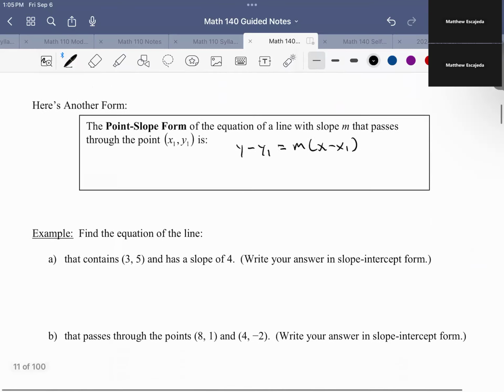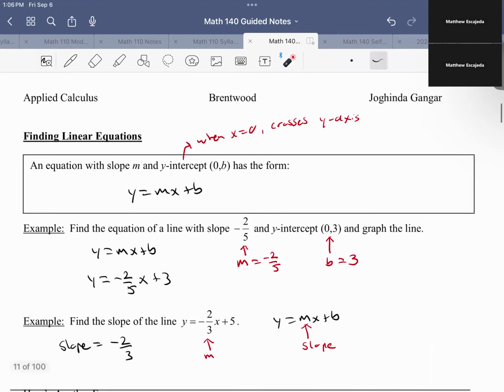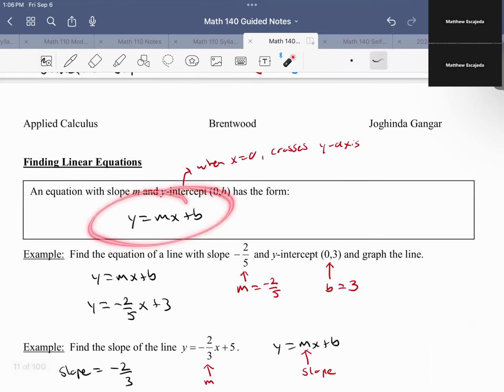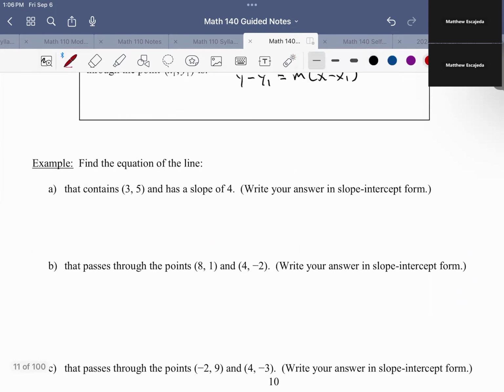Okay, so let's go ahead and put this to use. Find the equation of a line that contains the point 3 comma 5, has a slope of 4, and wants us to write our answer in slope intercept form, meaning like this. That's y equals mx plus b.